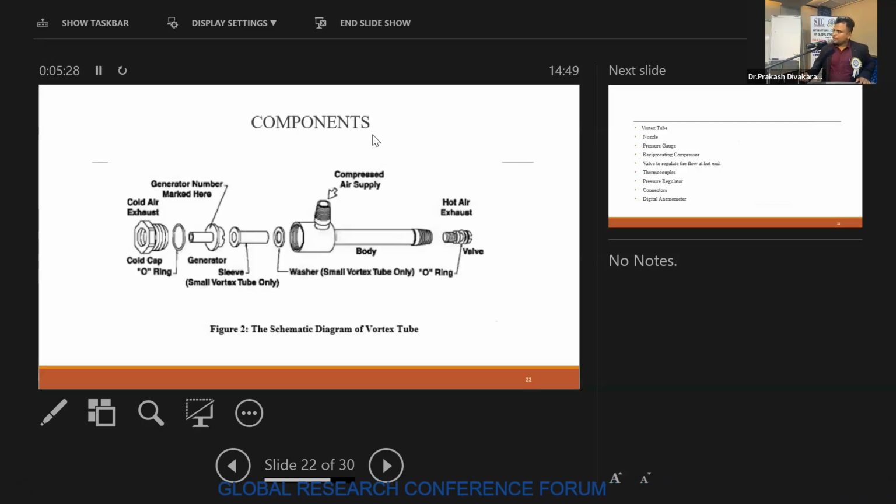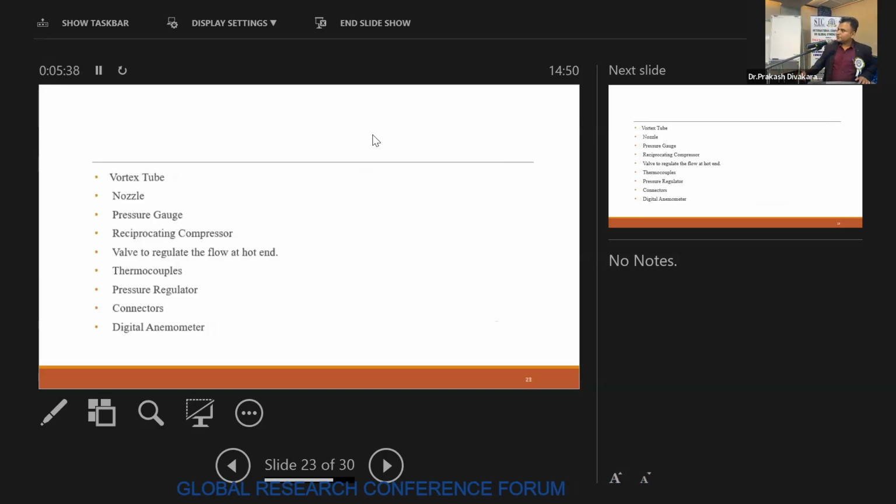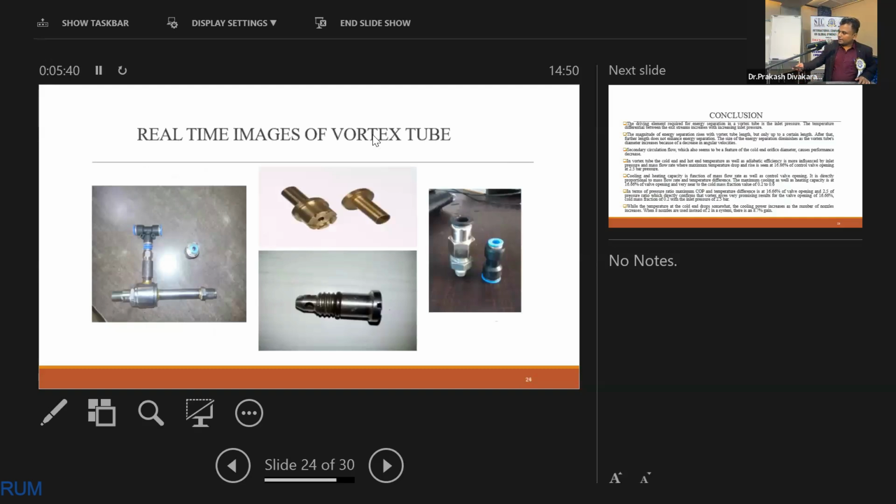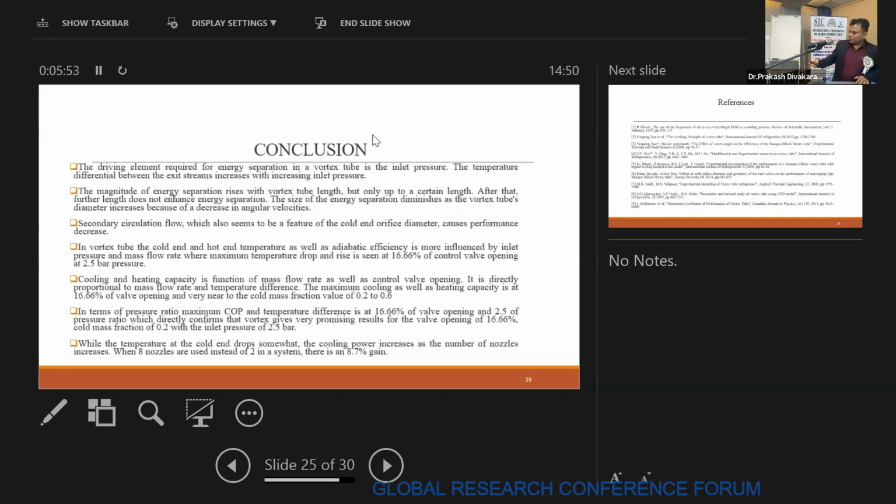So this is the actual diagram of the vortex tube, where there is a cooler cap, a generator, and the sleeve. Here the nozzles are located where the grooves are cut, and accordingly we are getting the results. These are the connectors that are connected to the compressor. This is the actual nozzle that I am talking about, and because of this the vortices are generated, and this is the control valve.